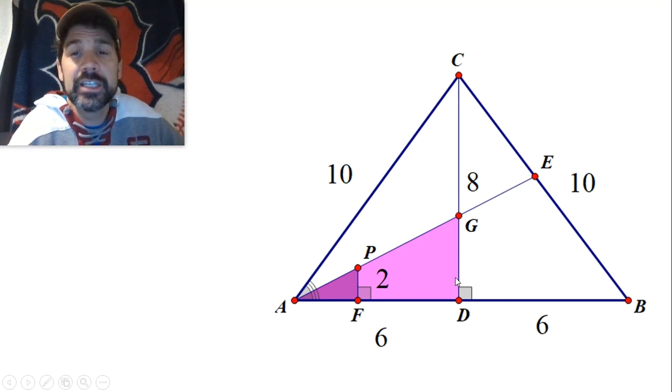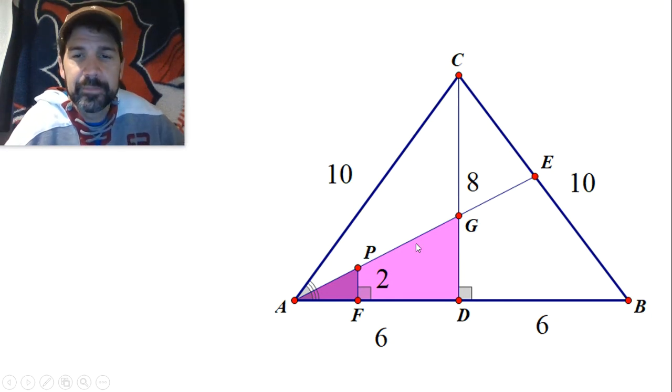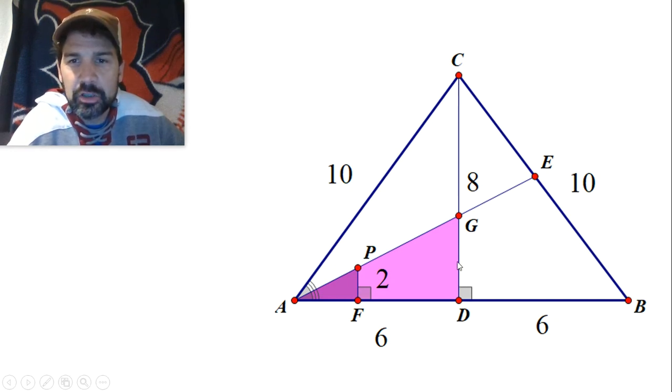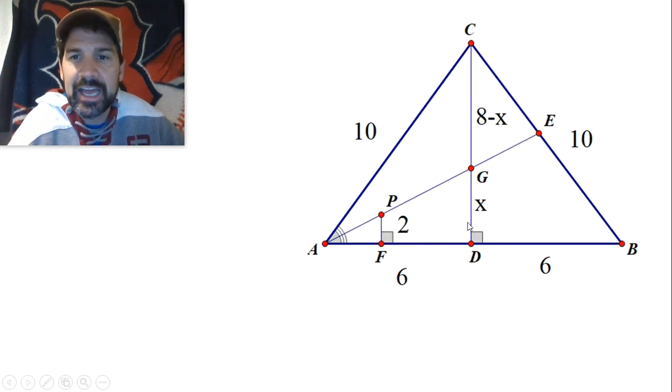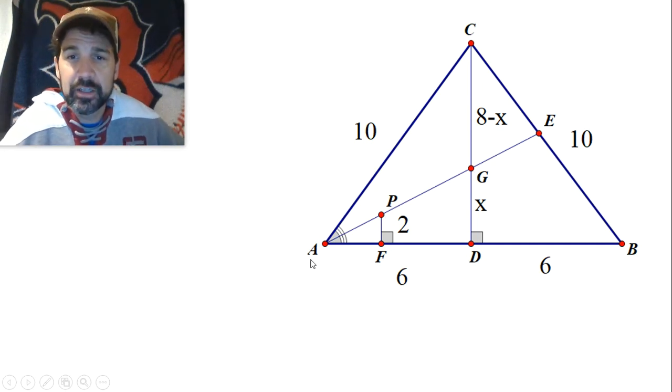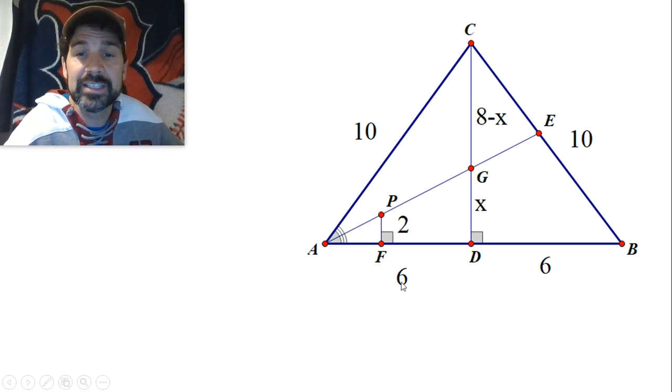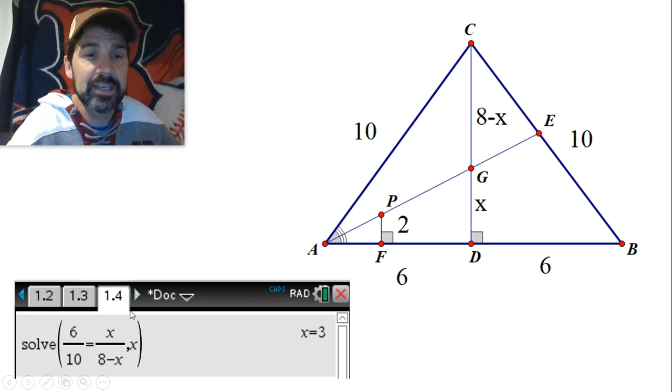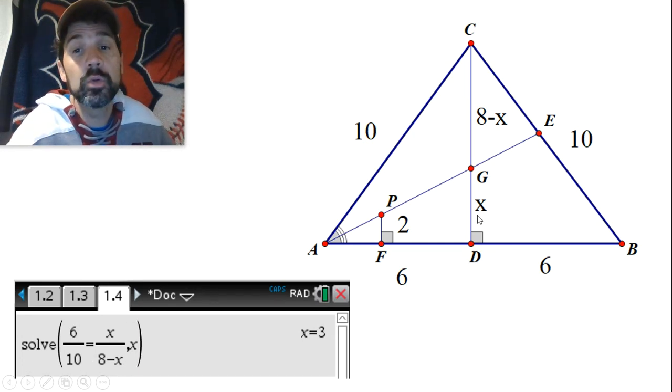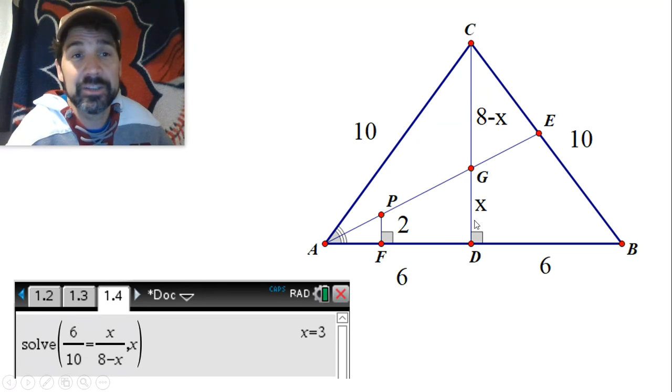To solve for GD, I'm going to need the angle bisector theorem. If this whole thing is 8, I'm going to call GD X, and then I'm going to call CG 8 minus X. Again, angle bisector theorem. I'm not using the second half of the triangle, just the triangle ACD. Now I can set up my ratio as 6 is to 10 as X is to 8 minus X. So X ends up equaling 3. So GD is 3.